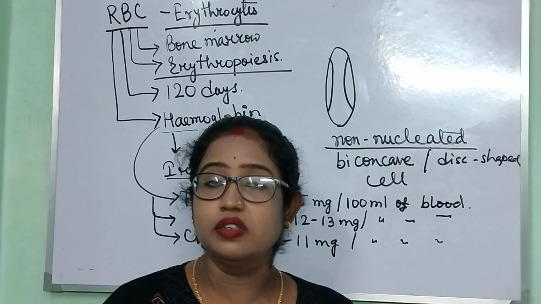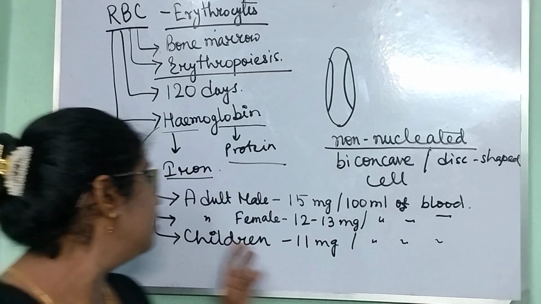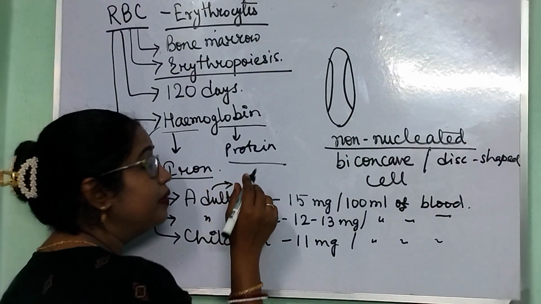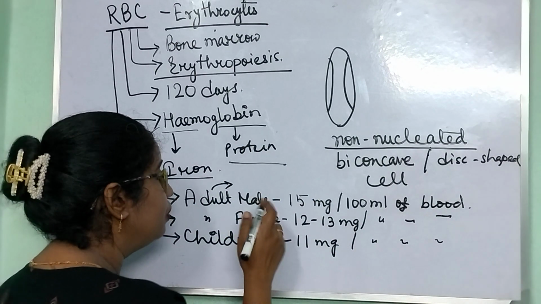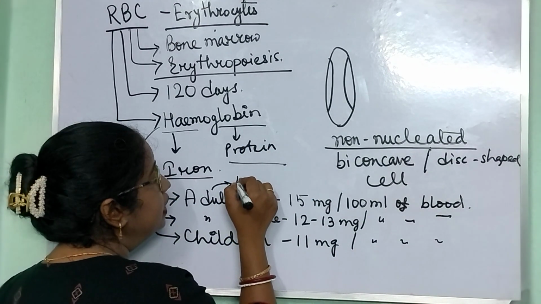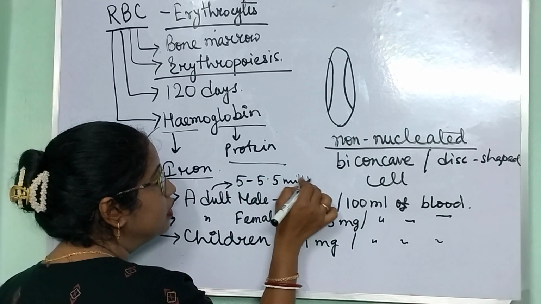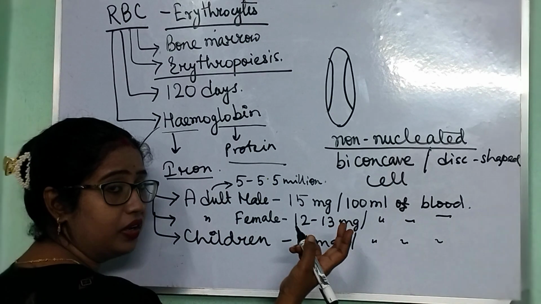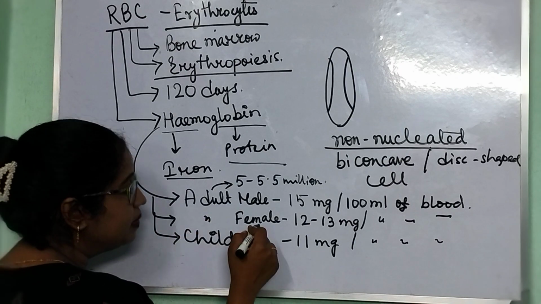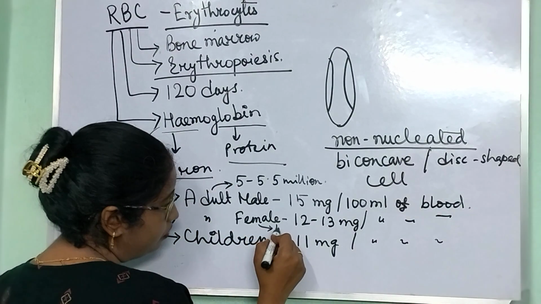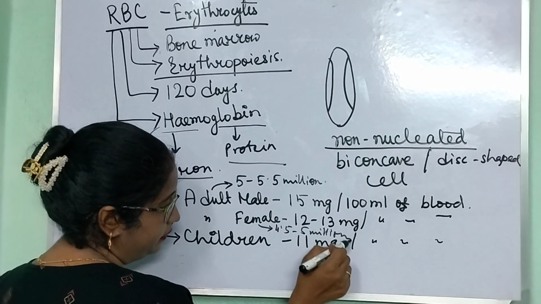So the total number of RBC in human beings ranges from, in adult male, nearly 5 to 5.5 million RBCs, and in adult female, there are nearly 4.5 to 5 million RBCs.